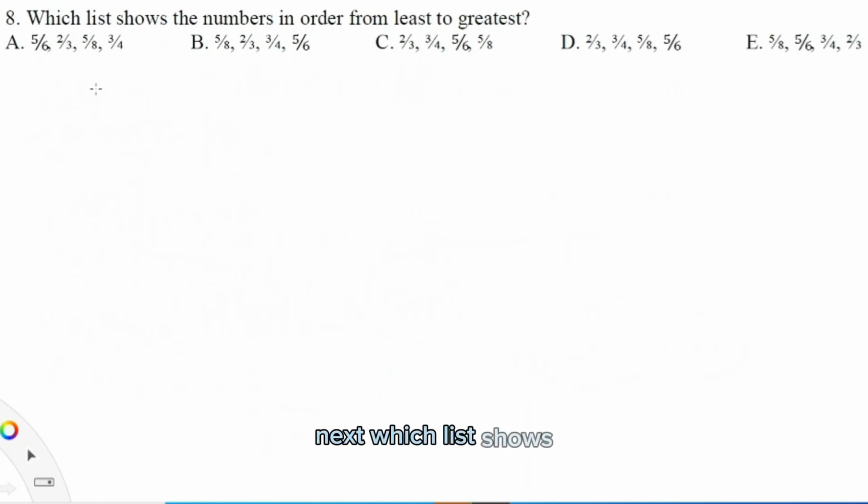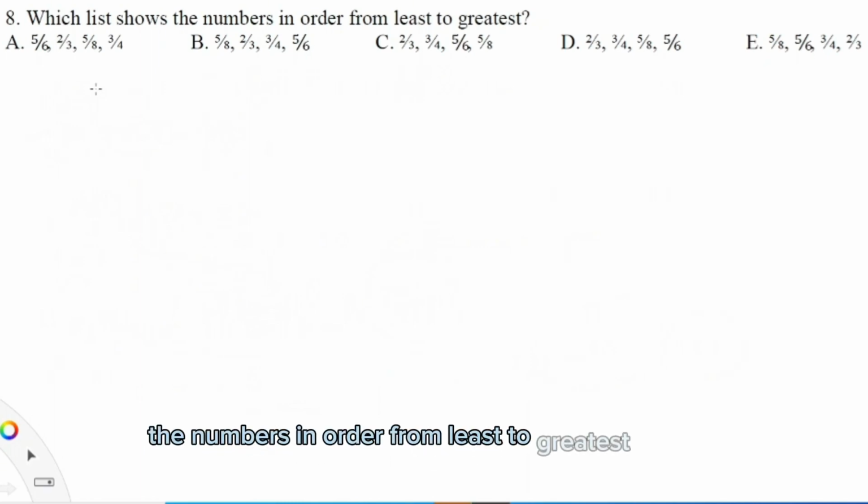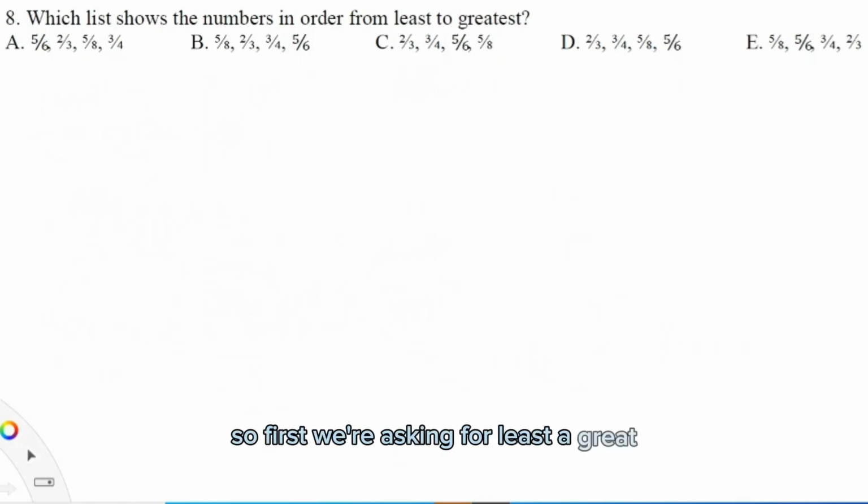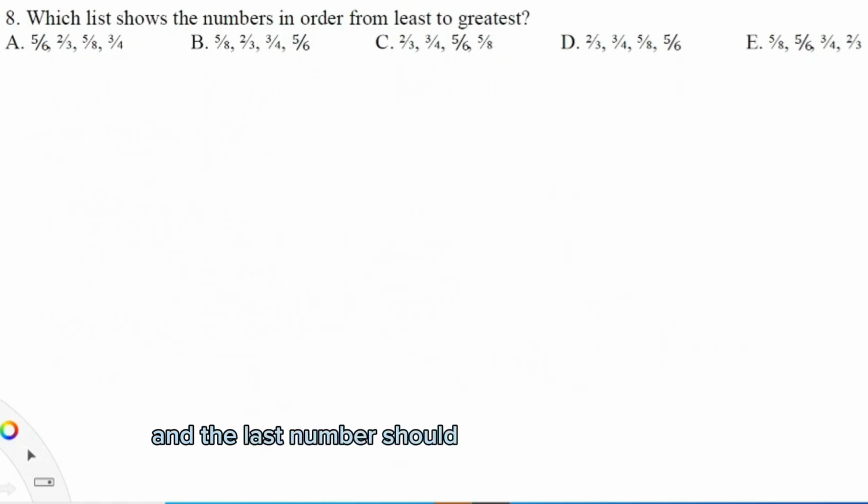Next, which list shows the numbers in order from least to greatest? Alright, so let's take a look at each one of these lists and find the answer. First, 5/6, 2/3, 5/8, and 3/4. Alright, so first, we're asking for least to greatest, which means the first number should be the smallest and the last number should be the biggest.